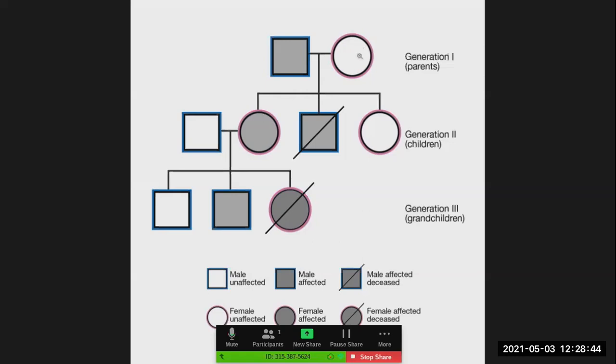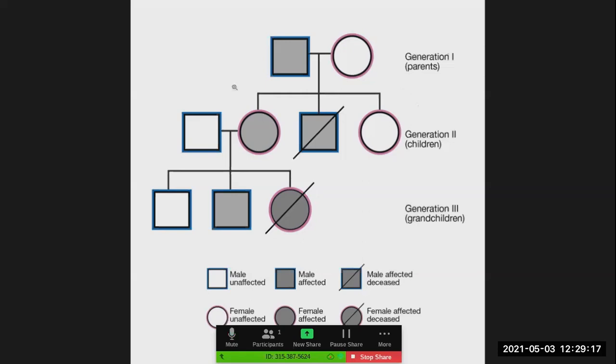When you have no shades, it means you have the dominant allele. You might have the recessive allele too, but because of the dominant allele, you are not showing the recessive gene. So when you say no shades, it means you have the dominant allele. When you have shades, that means you have both copies of the recessive allele, and because of that, you are affected. When you see a cross, that means that person is deceased or passed away.